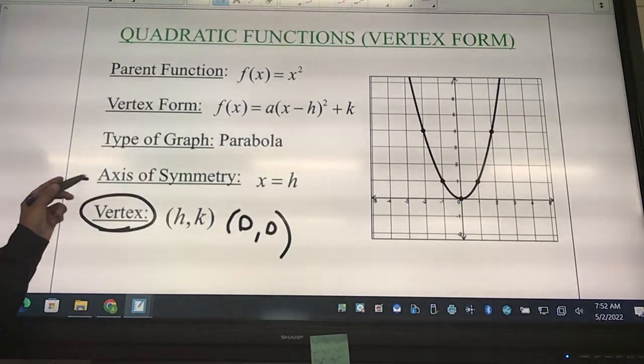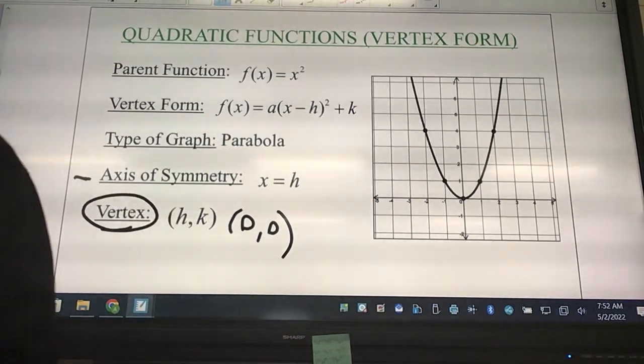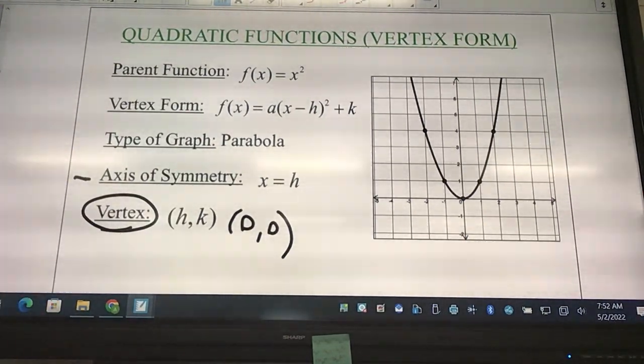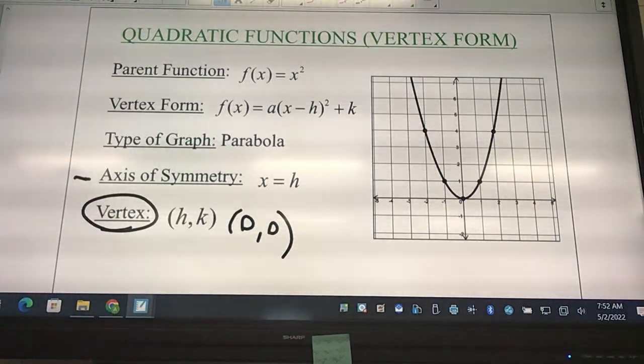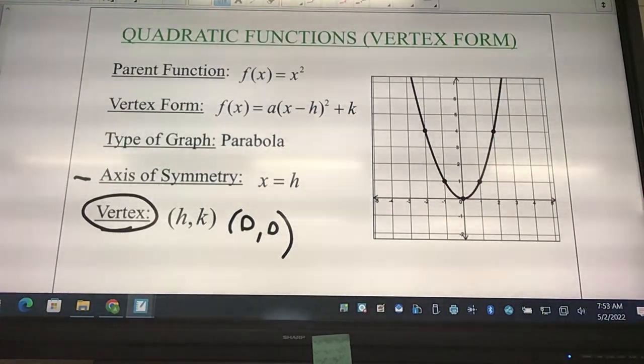Okay, the axis of symmetry, because you're going to see on your sheet AOS. AOS means axis of symmetry. That is an imaginary line that splits that graph in half. So you ever played like Fruit Ninja or Fruit Slice, whatever?